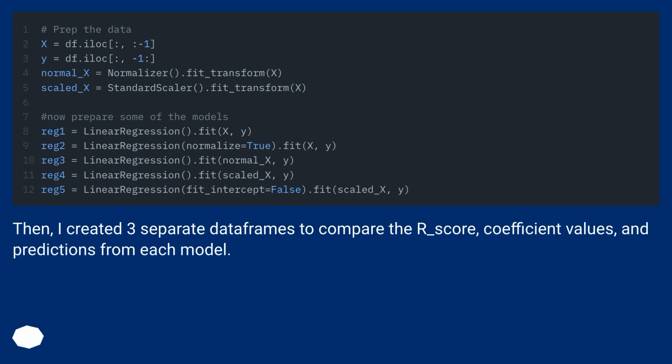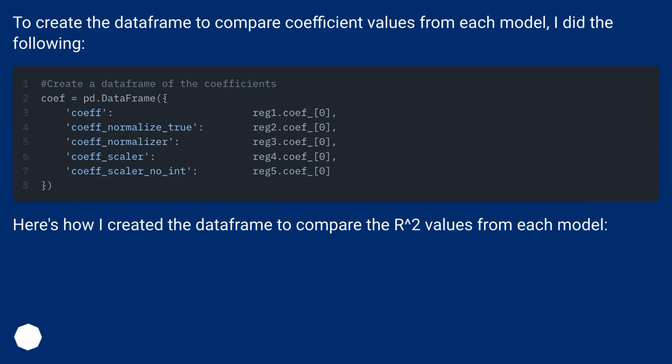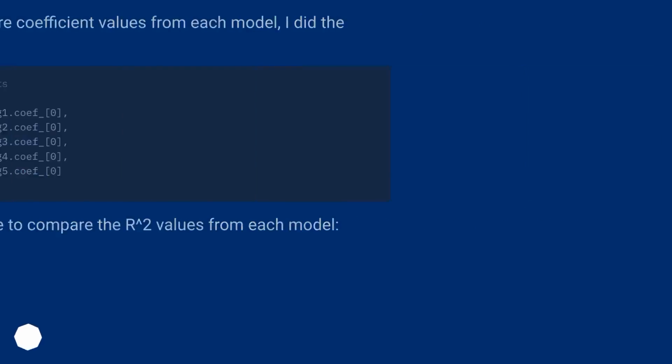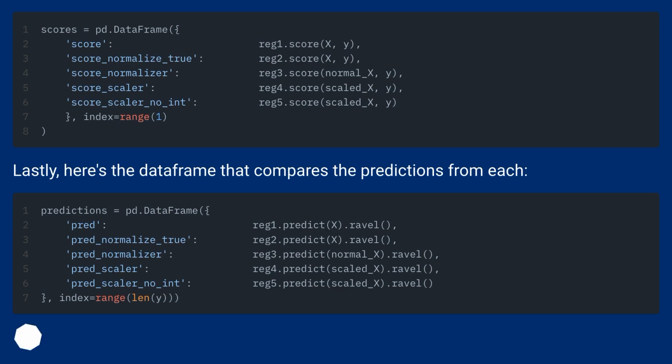Then, I created 3 separate data frames to compare the R² score, coefficient values, and predictions from each model. To create the data frame to compare coefficient values from each model, I did the following. Here's how I created the data frame to compare the R² values from each model. Lastly, here's the data frame that compares the predictions from each.